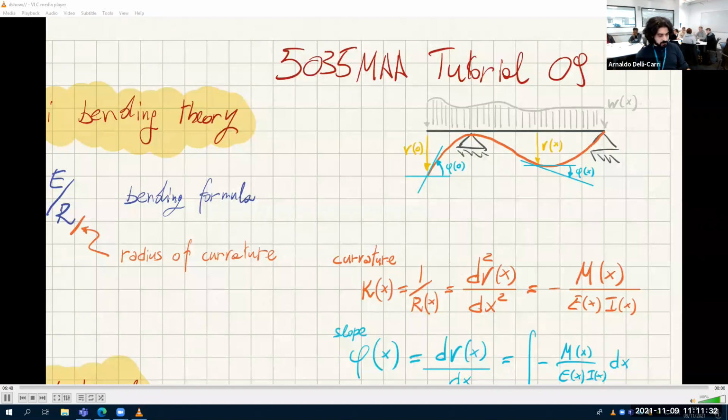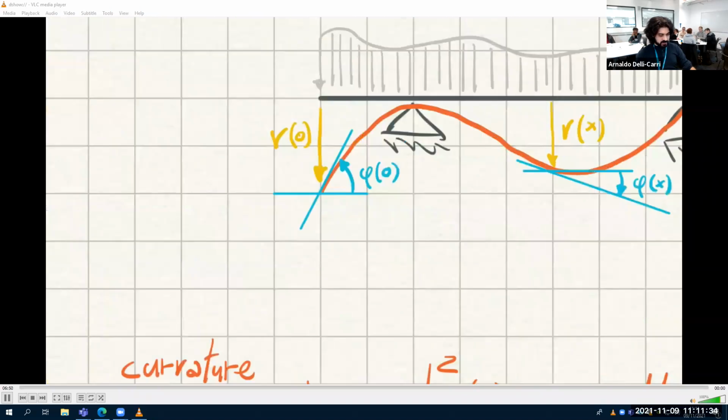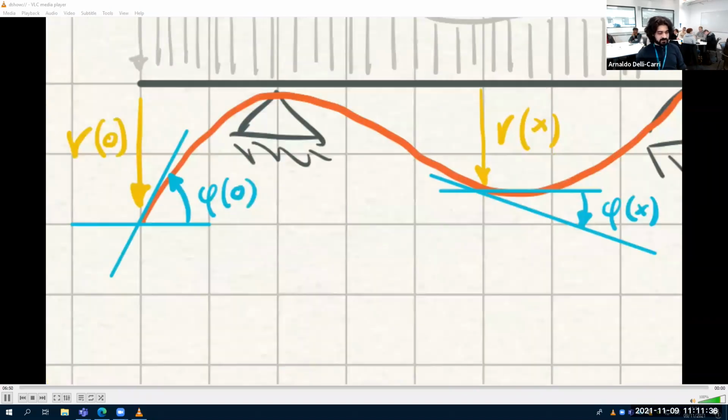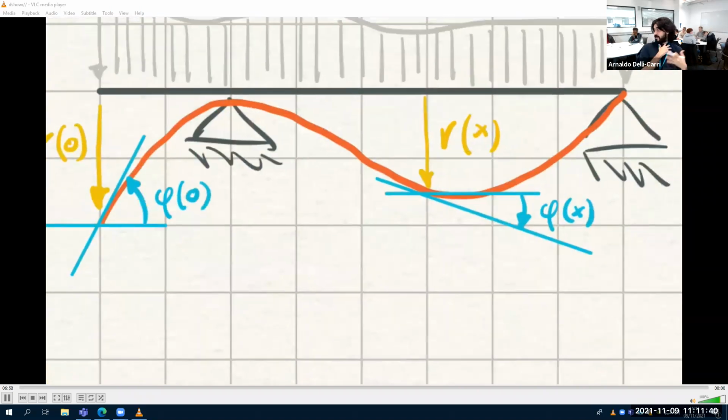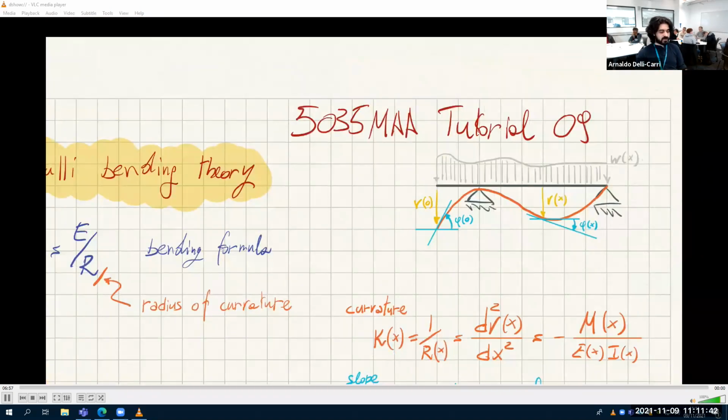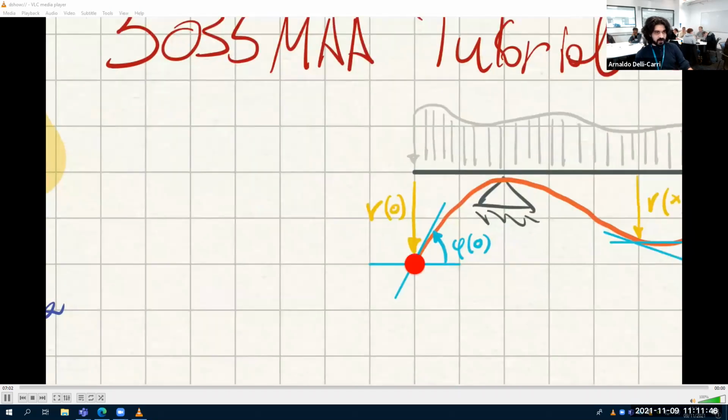Okay, so the important quantities, though, are not the curvature itself, because we have no use for it, although it's interesting. What we need is to know at every point, say at this point here, what is the deflection. So V of 0 at x equals 0, what is the deflection of this shape, and what is the angle? What is the slope at this end?